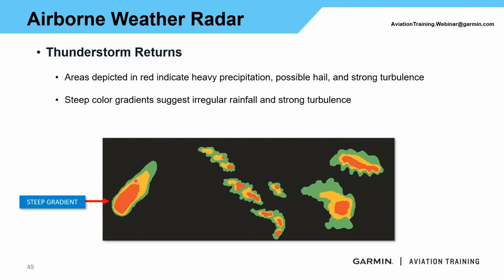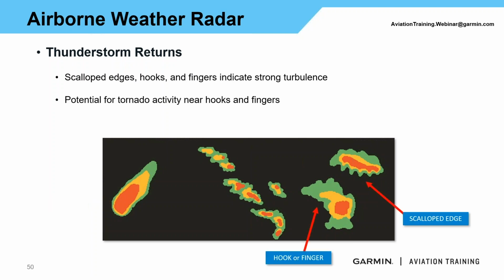Now, don't be fooled on the back end right here where it has a slower gradient. We still want to stay away from that cell altogether. All right, on the right-hand side, I see scalloped edges and hooks or fingers.